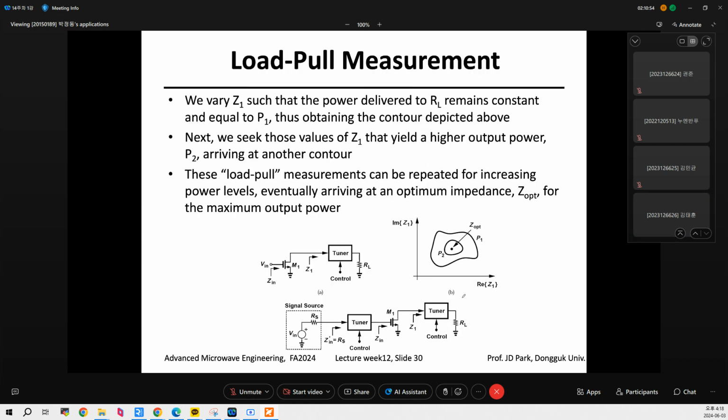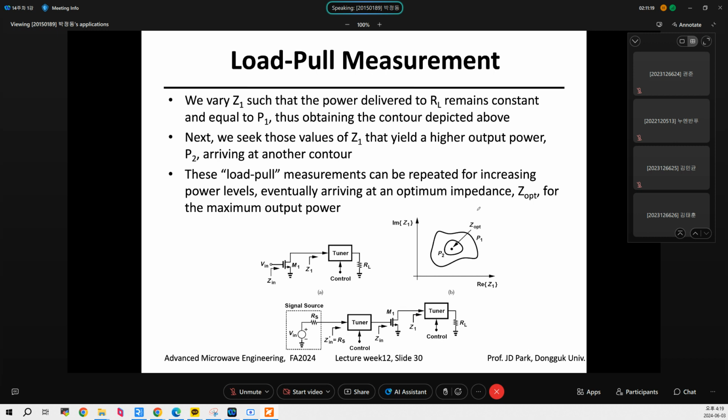Okay. So as I mentioned before, the power amplifier in hard switching mode is a very nonlinear system. Therefore, we cannot use a linear model, right? So we have to use load pull measurement.